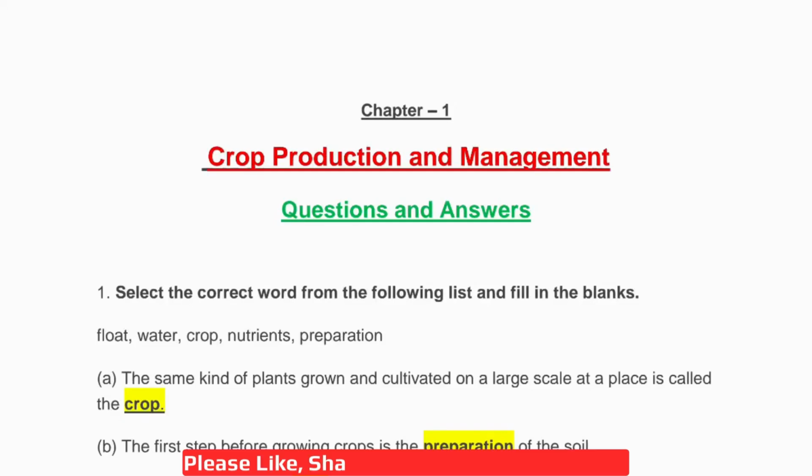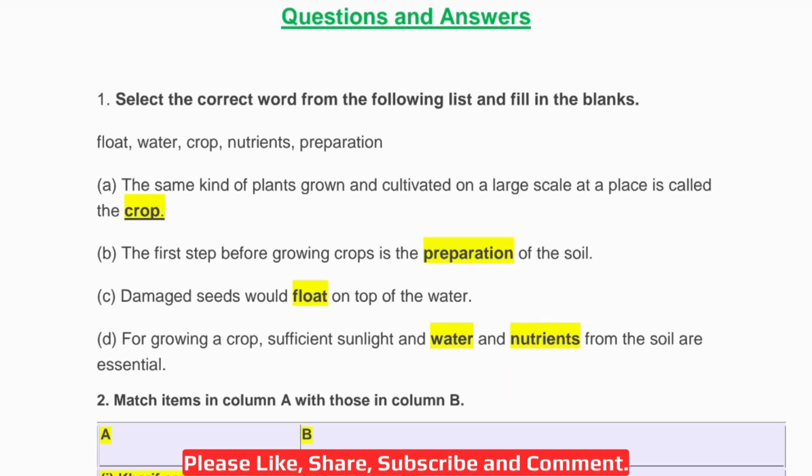So today we'll be doing the question and answers, the back exercise of chapter 1, crop production and management. The first question: select the correct word from the following list and fill in the blank. So we have to choose these words, right?